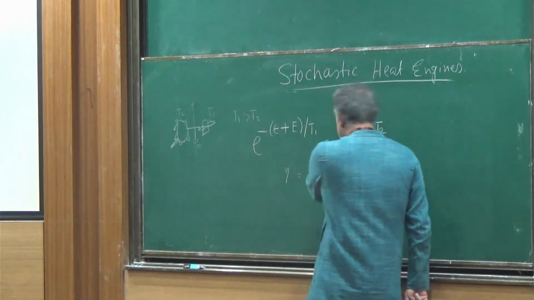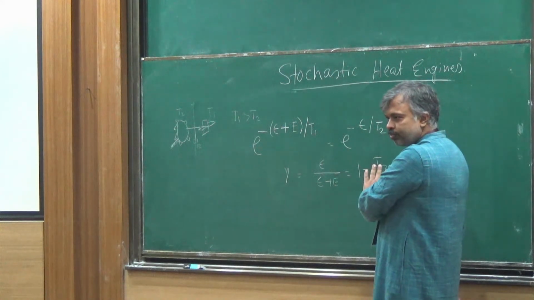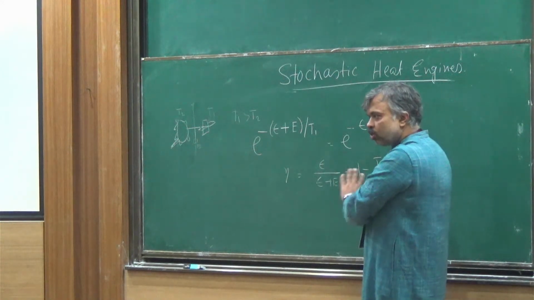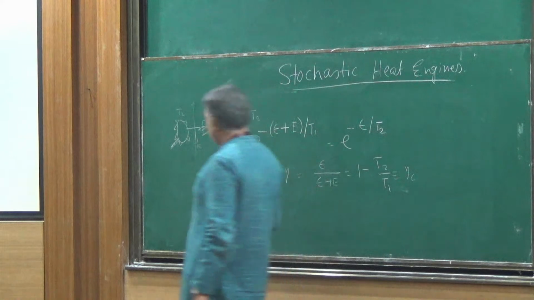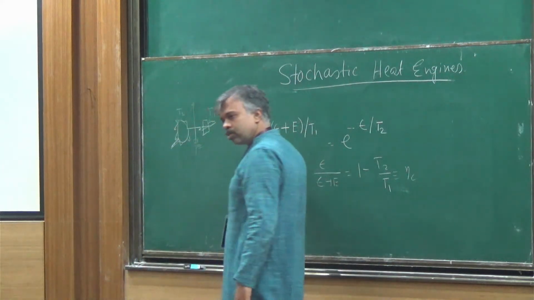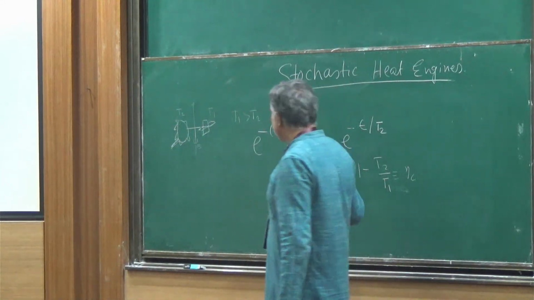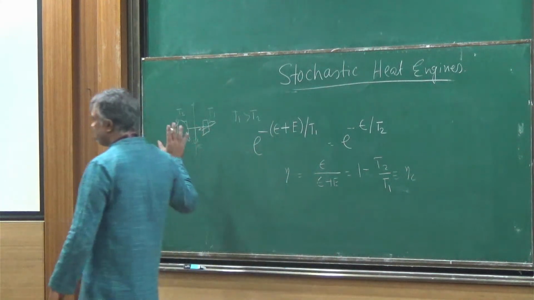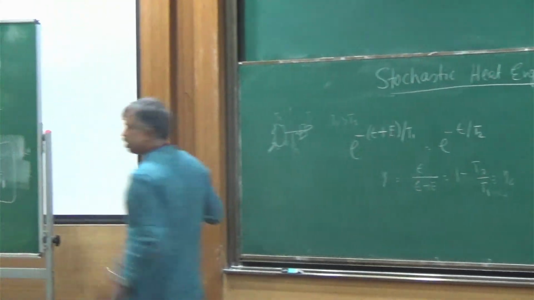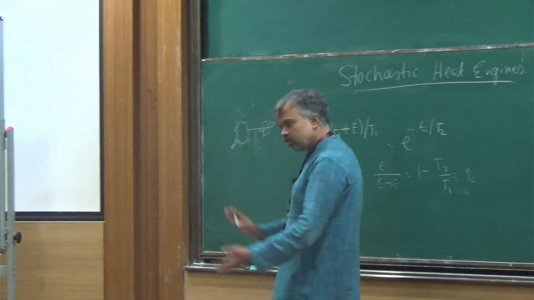Correct? And you get exactly eta C. So now there is a difference. Of course, we get the efficiency here, true. But there is a fundamental difference between this and this setup. One is the scale, of course.